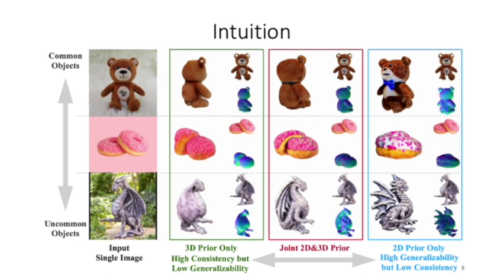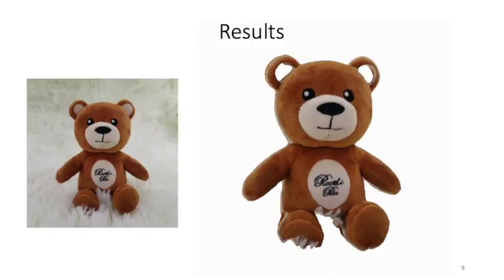The main intuition behind the combination of 3D and 2D priors is that 3D priors typically are more consistent but lose some generalization, while 2D priors tend to be less consistent but highly generalizable. So the trade-off between the two priors gives rise to a sweet spot in between, which gives both consistent 3D and generalizable 3D as well.